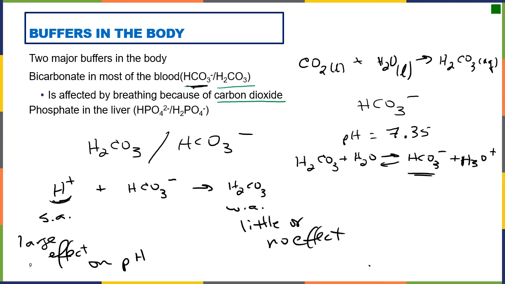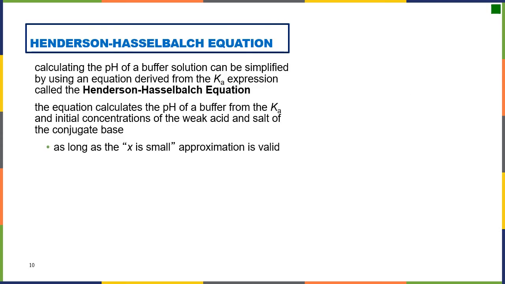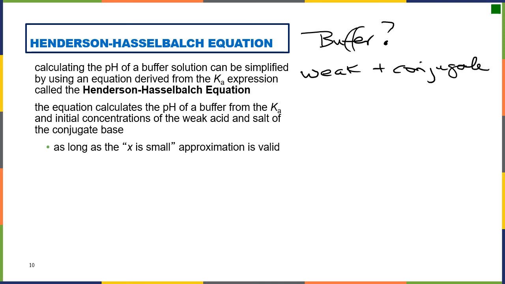And that is how our blood buffers work. So we want to be able to calculate the pH of any sort of buffer system. So the first thing we're going to ask ourselves is, is it a buffer? In order for it to be a buffer, it has to have a weak acid plus its conjugate base, or a weak base plus a conjugate acid. We are going to consistently be looking at this. If it has that, you're going to have a nice buffer system.